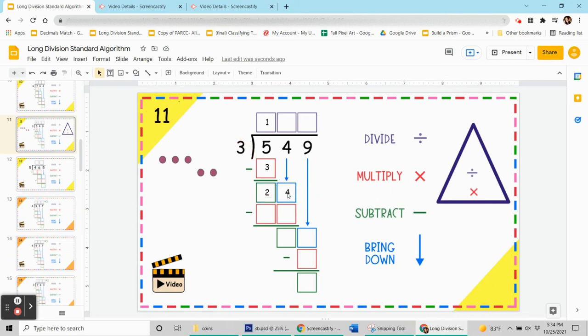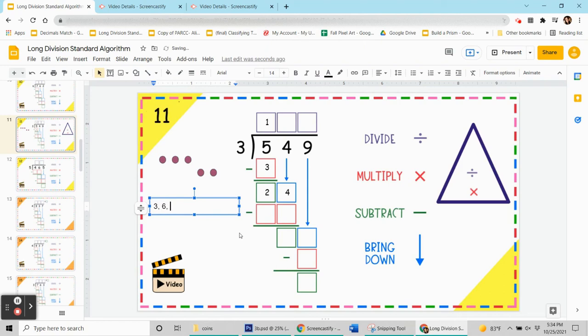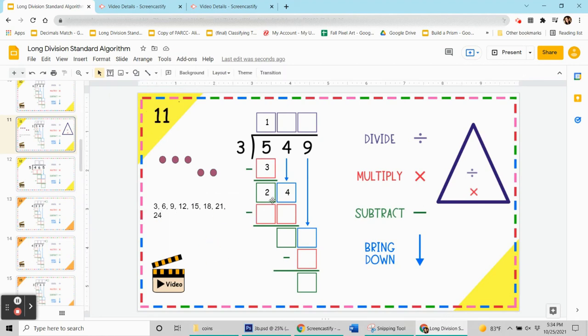So we're going to do 24 divided by 3. In other words, if you had 24 of these, how many groups of 3 could you make? Or if you skip count your 3s, how close can you get to 24 before you go over? So if I skip count my 3s, I hit 24 exactly, which means 3 does go into 24 perfectly with nothing left over. So 24 divided by 3 is 8.